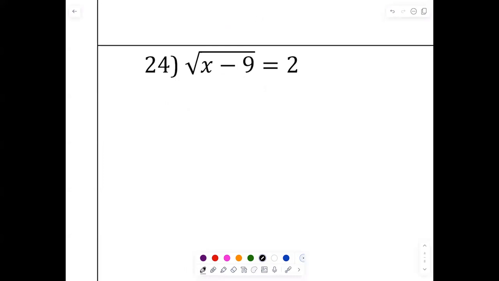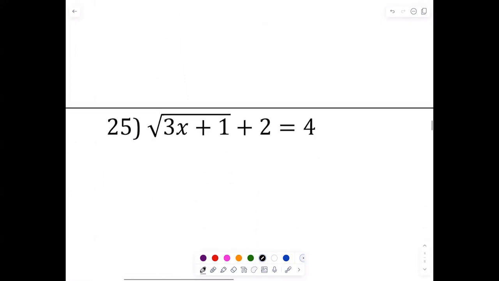What do I do to both sides first? Square, square, x minus 9 equals 4. Now what? Add 9, so x was what? 13. X is 13. Anybody have any issues with that? All right, here we go.